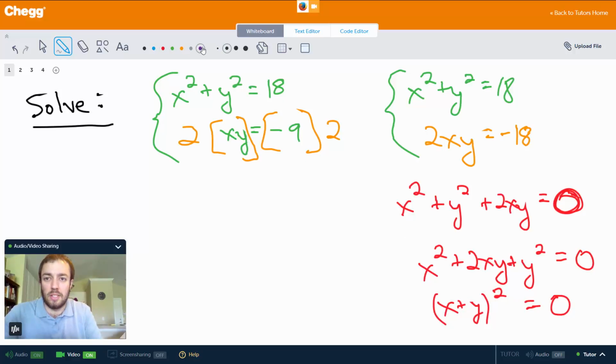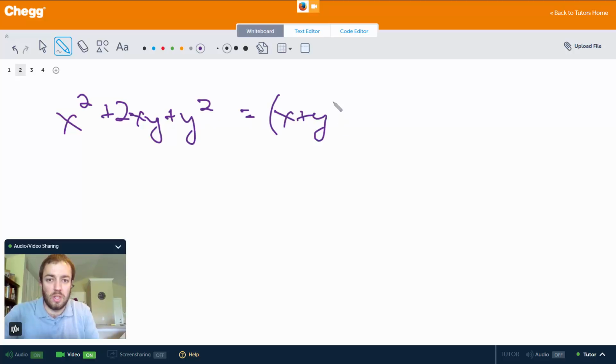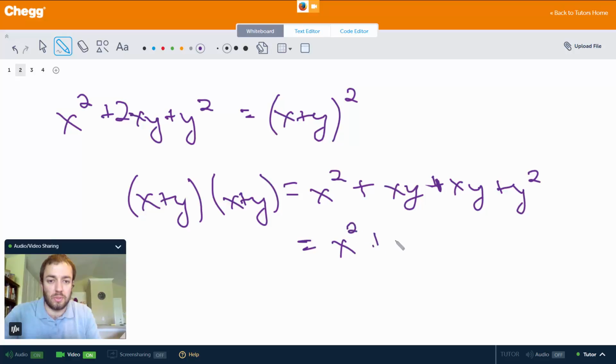Now, if you're not convinced of that, let me come off to page 2, actually, and then say x squared plus 2xy plus y squared equals x plus y quantity squared. So this is what we want to show. Now it's actually easier to go from this side to this side. So let's expand the right hand side. So x plus y times x plus y, if we FOIL that, we're going to get x squared, and then the outer gives us x times y, and the inner gives us y times x, which is the same thing as x times y. And then last gives us y squared. So notice that this is just x squared plus 2xy, and then plus y squared. So that's all that's happening there.